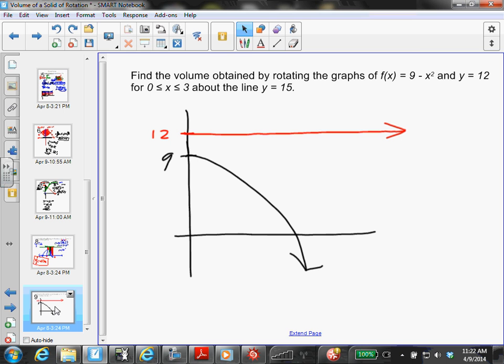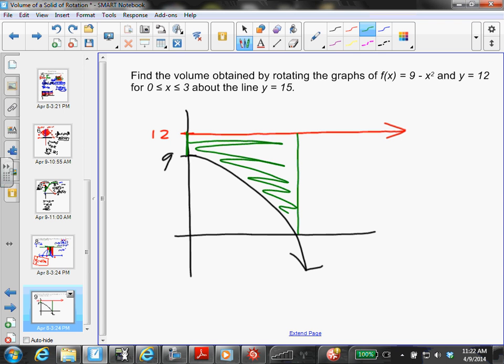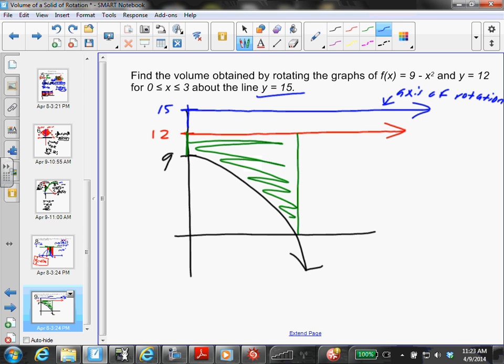Okay, and we're talking about the area from 0 to 3. So here's my area here. But the only thing I've changed this time is that we're going to rotate it about the line y equals 15. So, up here at 15, I'm going to have a line. And now this is my axis of rotation. Right? So my axis of rotation is the line y equals 15.